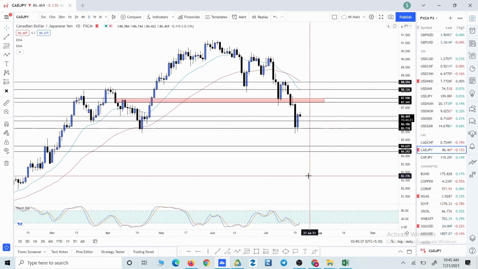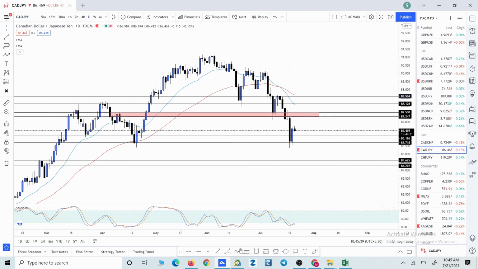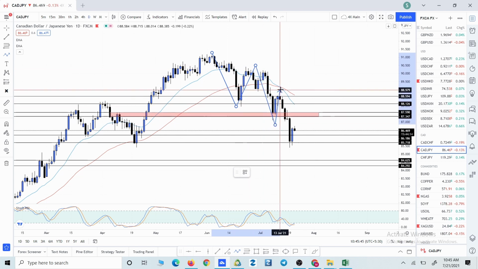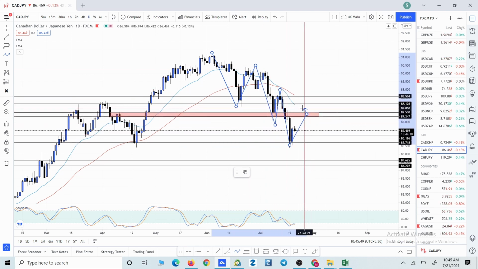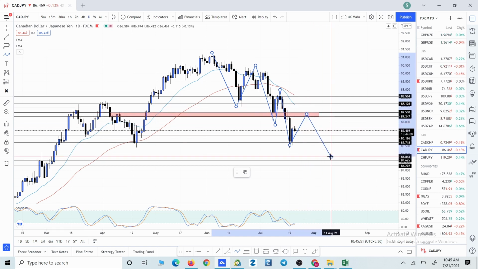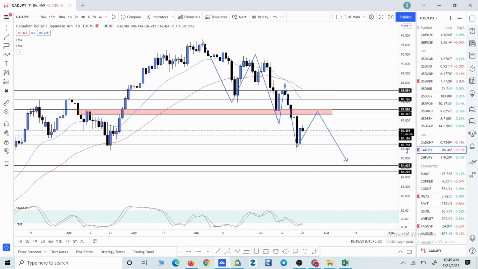Now if we check the CAD/JPY, it's also making consistent lower lows and lower highs. Starting from here, we have the high, low, lower high, lower low, lower high, lower low. Now we are waiting for a lower high into this high confidence zone to go short. Why is it a high confidence zone?